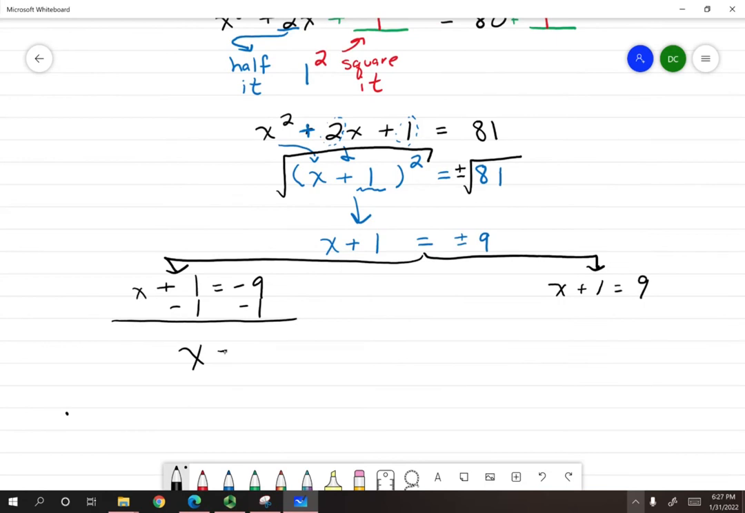This gives me x equals negative 10. And over here, if I subtract 1 from both sides, I get x equals 8.